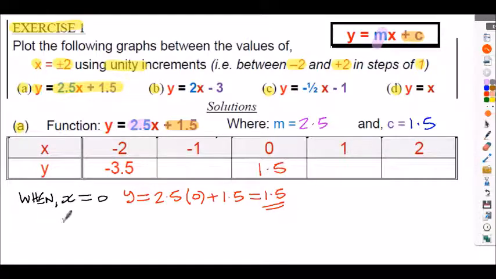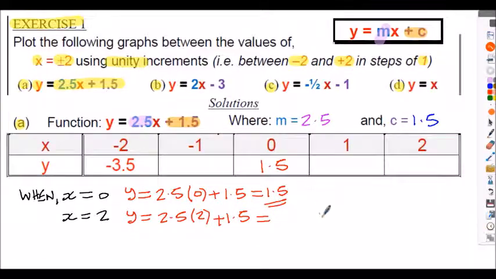When x is equal to positive 2, then y is simply equal to 2.5 multiplied by 2, and we're adding again 1.5. Again, be careful applying your BODMAS. We've got to deal with the multiplication first. So 2.5 multiplied by 2 is 5, add 1.5, which is equal to 6.5. So when x is equal to 2, y is equal to 6.5.